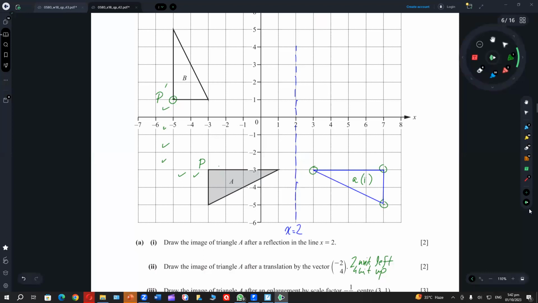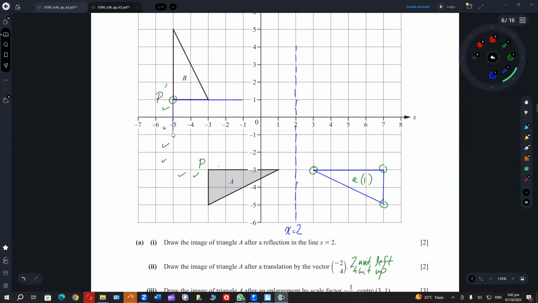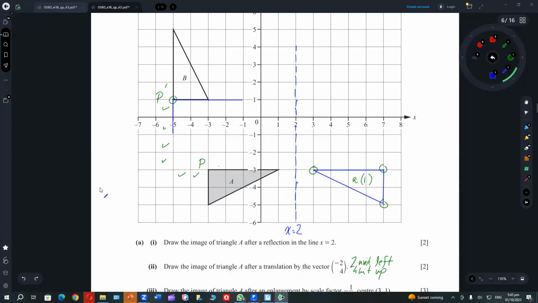Looking at P prime, I can draw the whole triangle there, because in translation the shape doesn't change. So let me take here 1, 2, 3, 4. 1, 2, 3, 4. The triangle here. And there are 2 vertical boxes in the triangle. So 2 vertical boxes. And then join it now and make the triangle.